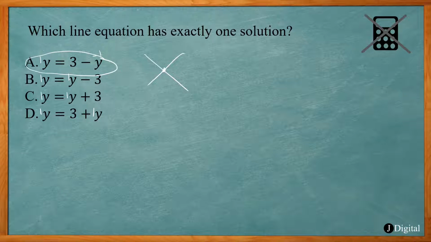You can also look at it this way: the y's here will cancel out, leaving 0 equals negative 3. Same here, 0 equals 3. Again, 0 equals 3. Over here, if you add y to both sides, you get 2y equals 3, or y equals 3 halves. So all the other ones, the y's cancel out. When you have 0 equals negative 3, that means no solution. A is the only one that has a solution, y equals 3 halves.